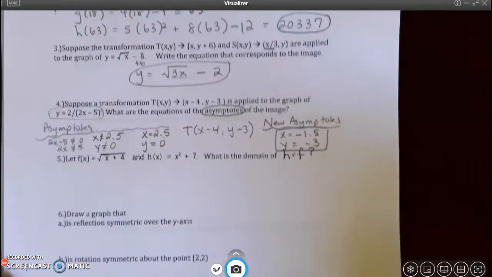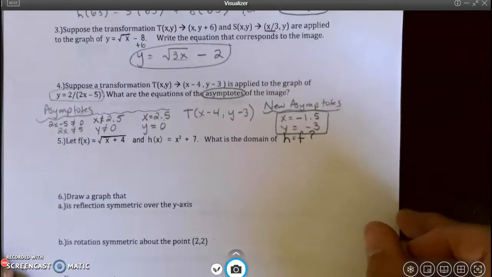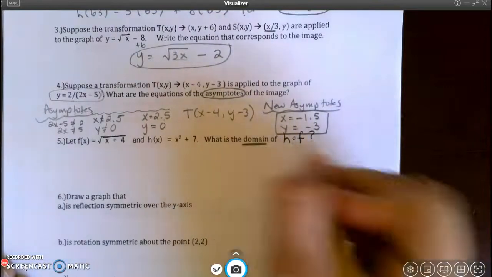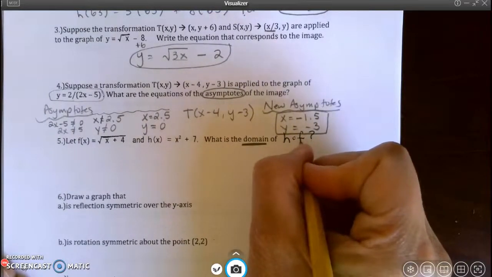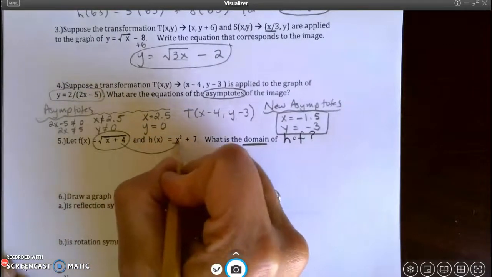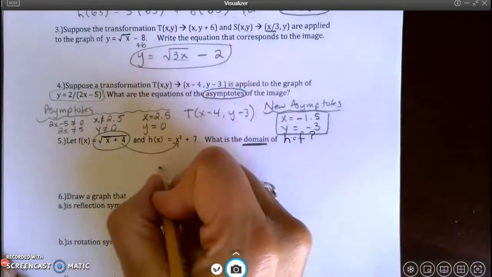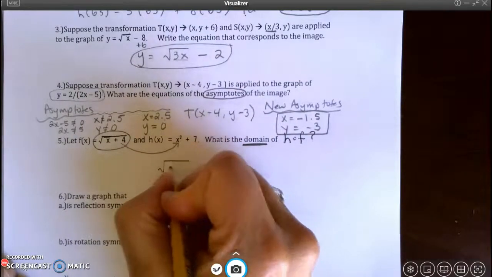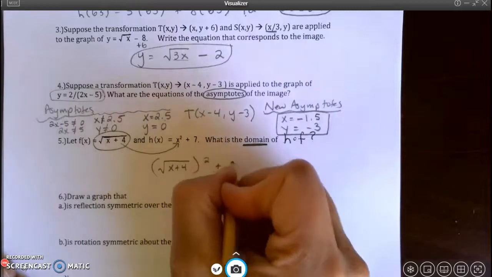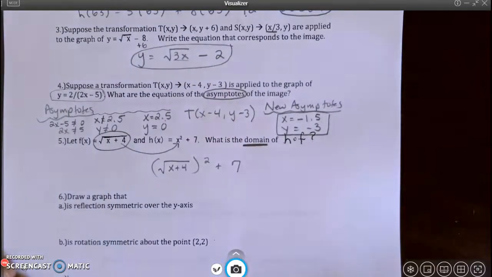All right, number 5. Let f of x equal the square root of x plus 4 and h of x equal x squared plus 7. What is the domain of h composed with f? So we're going to put f into the h function. So we're going to have the square root of x plus 4 squared plus 7. Now, I realize that when you square a square root, the square root goes away.